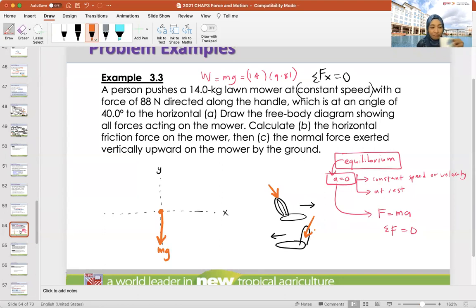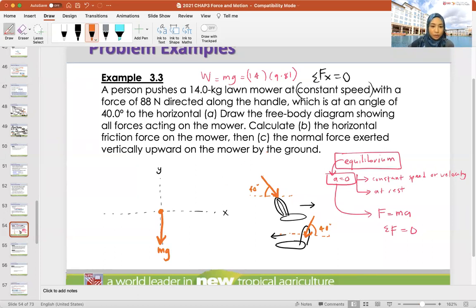The first one. The first one, but why? Ada reason tak kenapa? Angle 40 degrees. So kalau angle 40 degrees, okay, kita lukis. Kalau angle 40 degrees, macam ni pun boleh. Macam ni pun boleh. So macam mana? Anyone else? Okay, so jawapannya, okay, fokus. Jawapannya adalah dua-dua boleh.